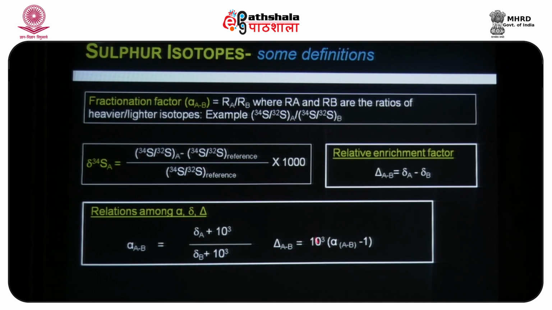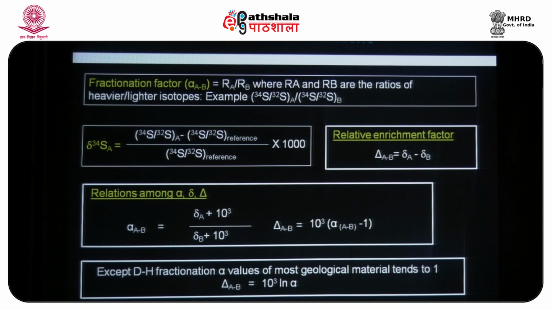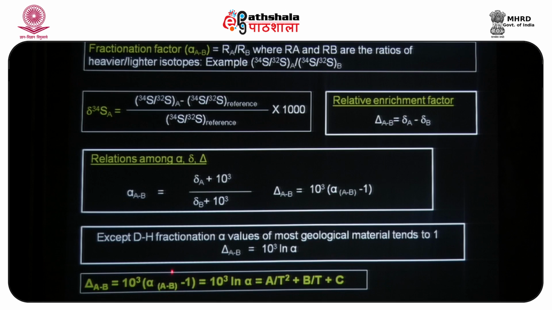Now, this fractionation factor alpha in most cases is close to 1, particularly when the fractionation takes place at high temperature. Therefore, if alpha tends to 1, then alpha minus 1 tends to 0, and when alpha minus 1 tends to 0, then ln alpha tends to 0. Therefore, in such cases the relative enrichment factor can be rewritten as 10^3 ln alpha, by replacing alpha minus 1 by ln alpha. These alpha values are temperature dependent, and in isotopic fractionations, the temperature dependent alpha factors are often expressed as A/T^2 + B/T + C, where A, B and C are experimentally determined values.